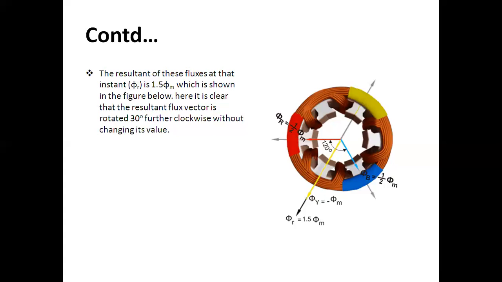So the resultant value, phi r equal to 1.5 phi m, remains the same, but the difference is that the resultant flux has moved, or rotated, by an angle of 30 degree further in the clockwise direction without changing its value. Previously it was here, and now it has moved 30 degree in the clockwise direction when omega t equal to 30 degree.